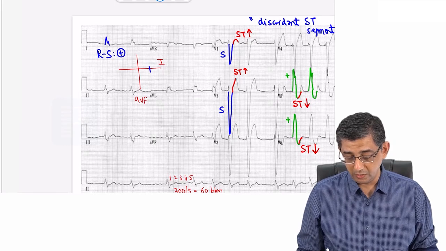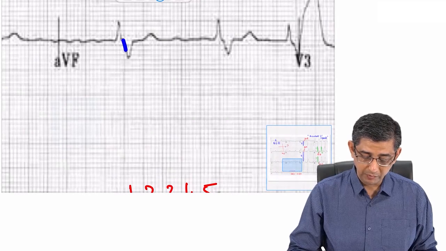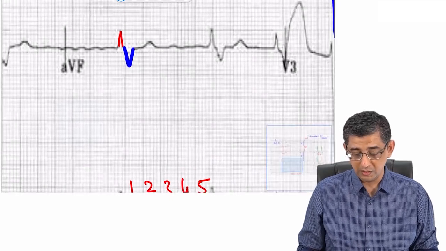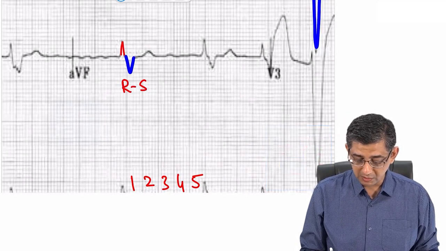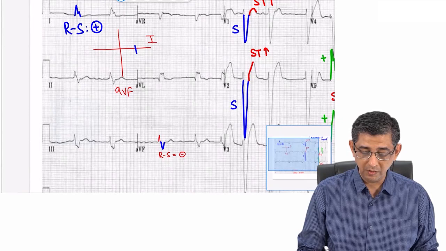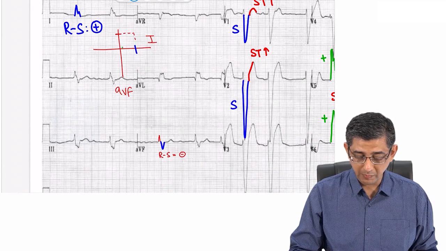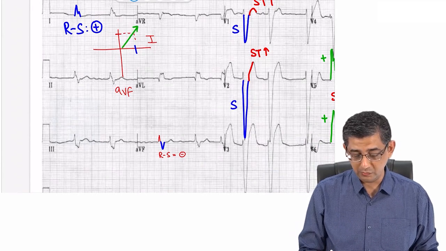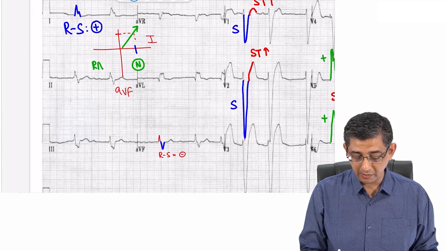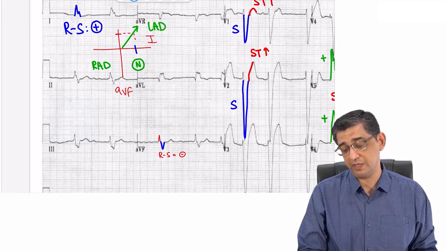But when I look at the data of AVF, look at this, I'll just zoom it in for you. You will notice that the depth of the S is relatively more than the height of the R. Therefore, since the vector in this case, R minus S, will turn out to be negative, I'm going to plot this negative here. And when I plot it, you will notice that the axis now is coming in a different quadrant. This was the area where normal axis is present. If you move a little laterally, this would be right axis deviation. But in our case, the current ECG, the patient is having a left axis deviation.